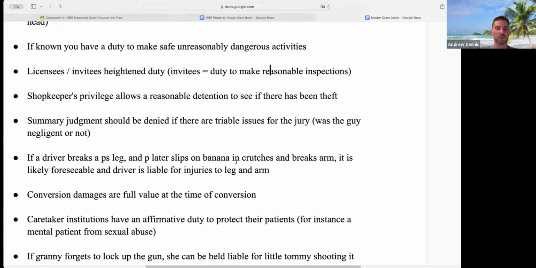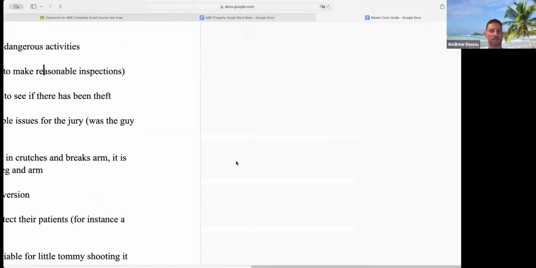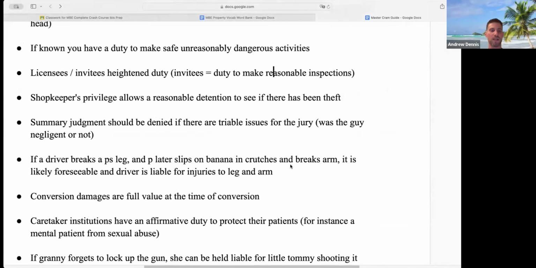Shopkeeper's privilege allows reasonable detention to see if there's been theft. Summary judgment should be denied if there are triable issues for the jury. Was the guy negligent or not? So, when they ask for summary judgment, if you're like, this is best for a jury to decide, try to pick that answer.